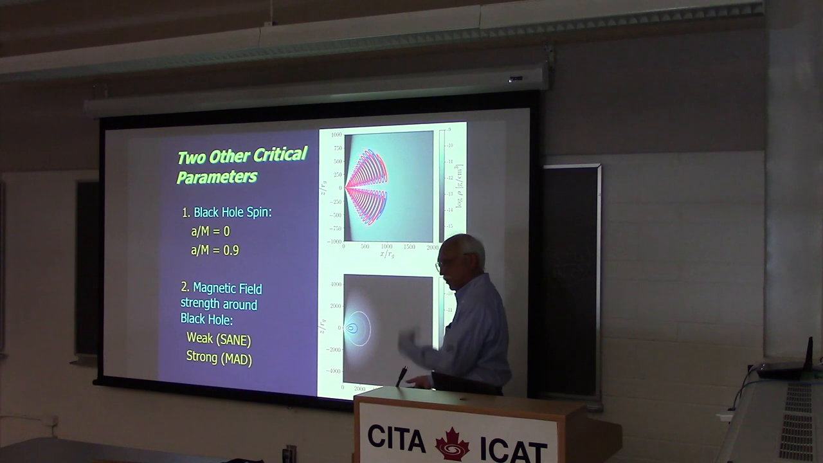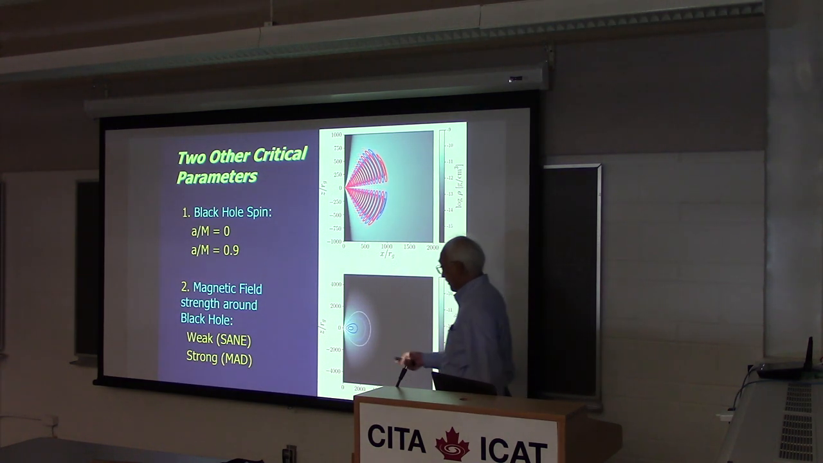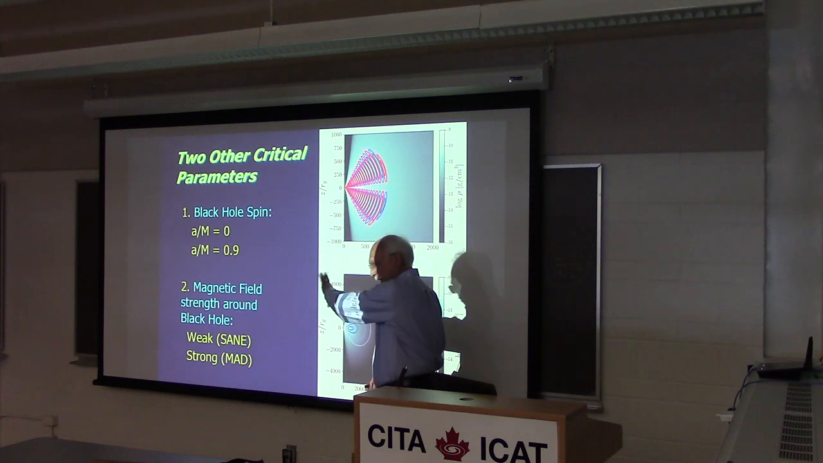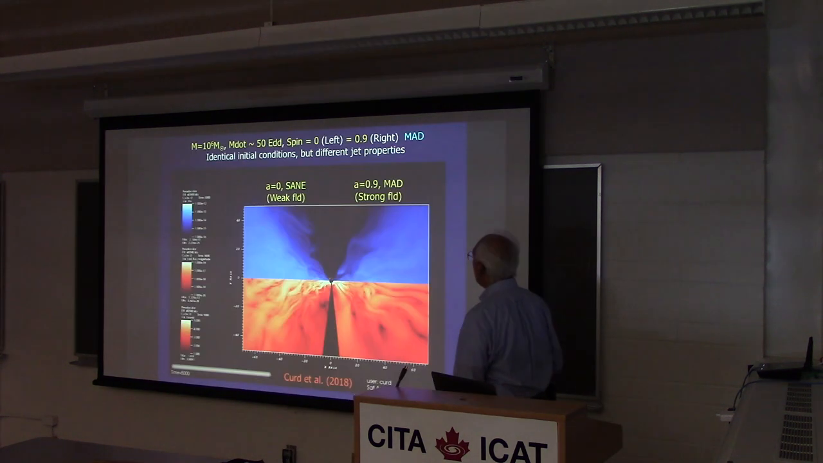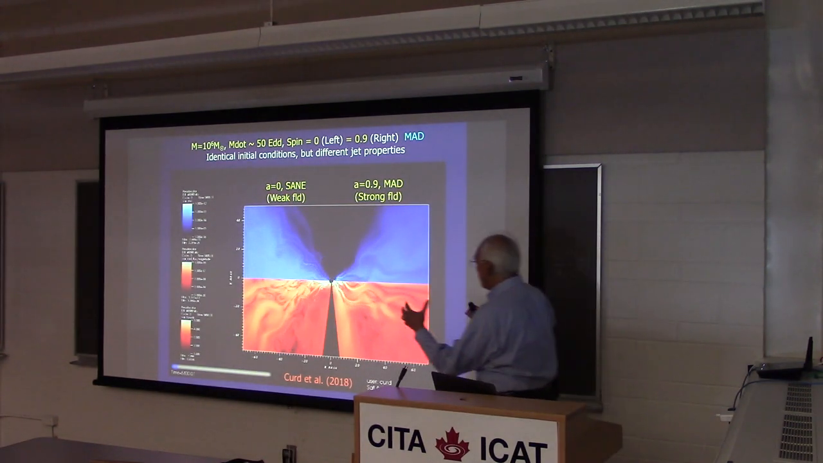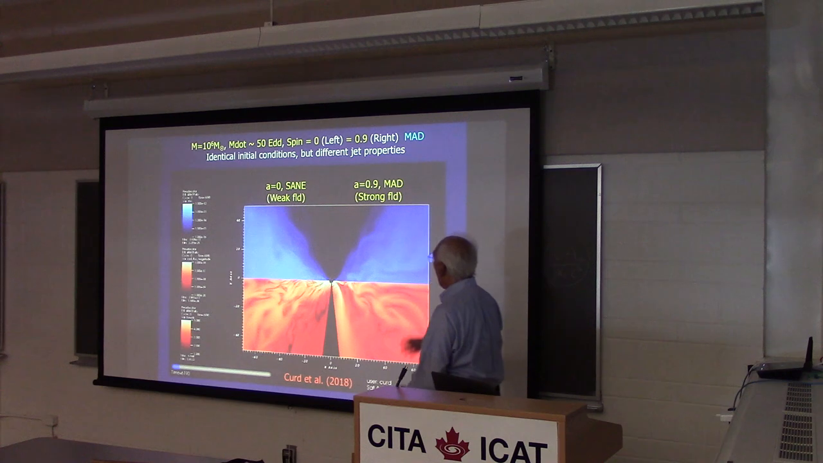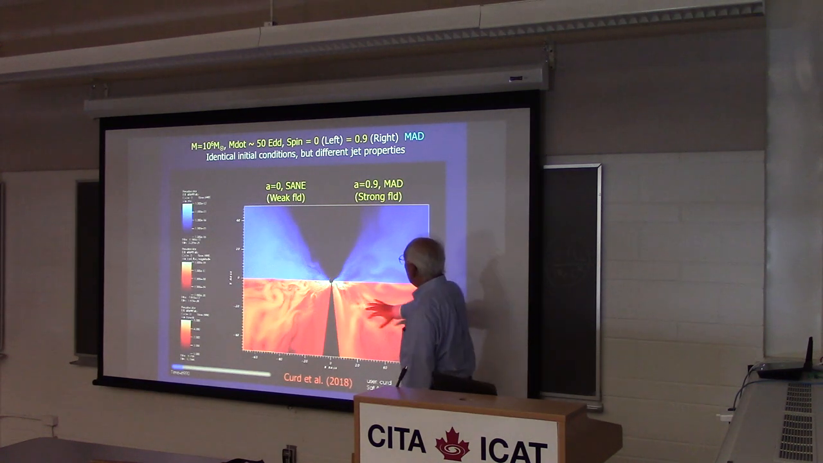The strong field corresponds to a particular limit. It's called the MAD limit, magnetically arrested disk. And the SANE is the opposite. Okay, so SANE means weak field. MAD means strong field. OK, so this movie shows a kind of a zoomed up view of this simulation, or two of the simulations that Brandon did.